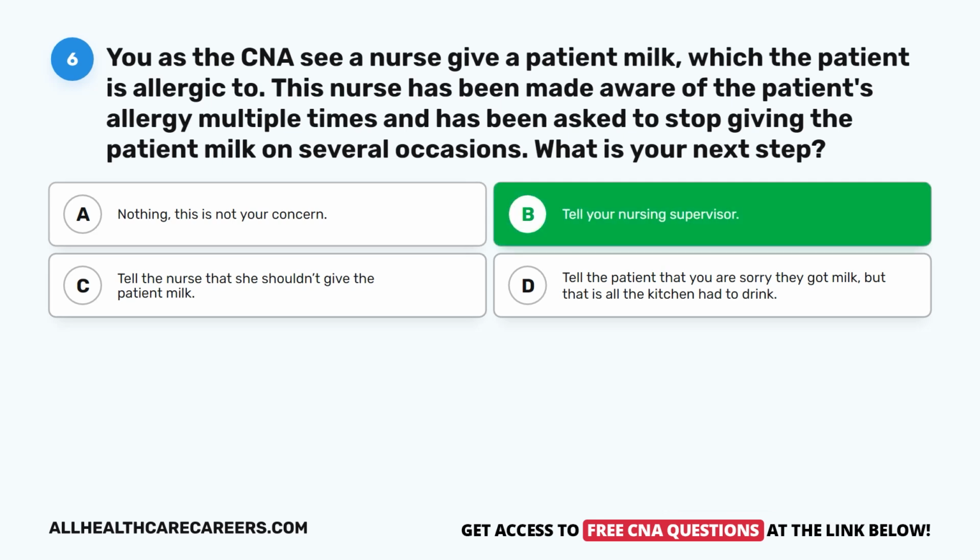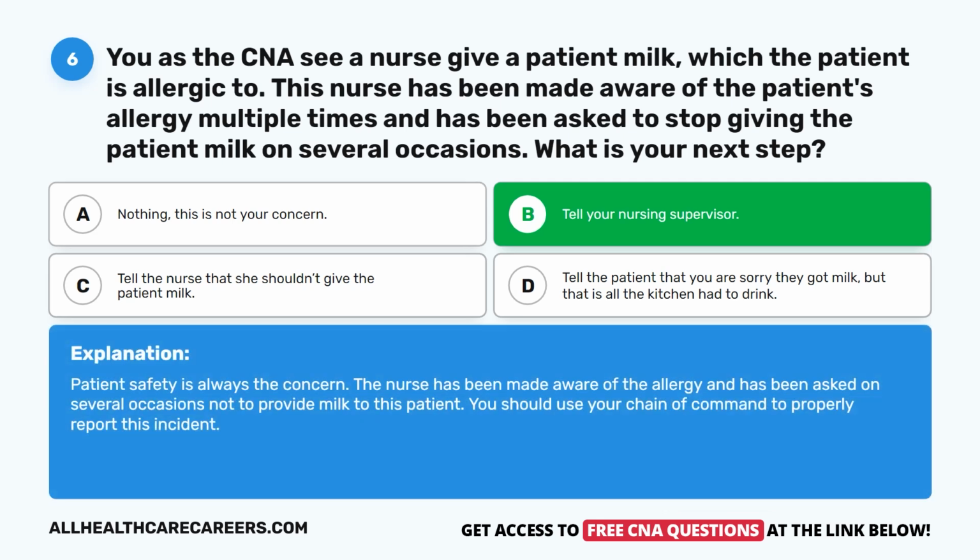The correct answer is B. Tell your nursing supervisor. Patient safety is always the concern. The nurse has been made aware of the allergy and has been asked on several occasions not to provide milk to this patient. You should use your chain of command to properly report this incident.